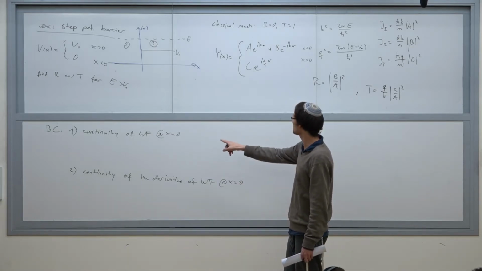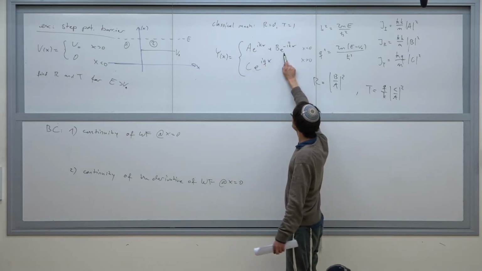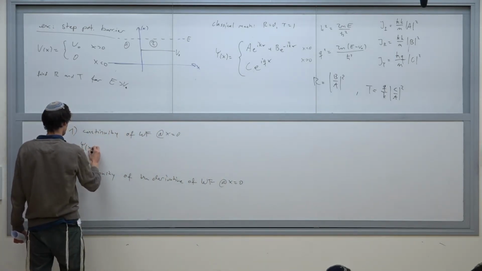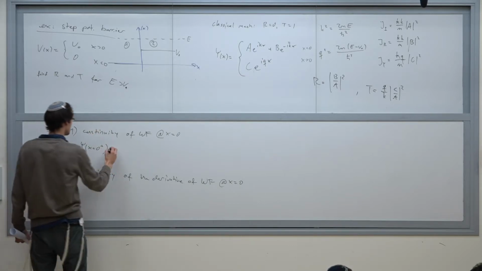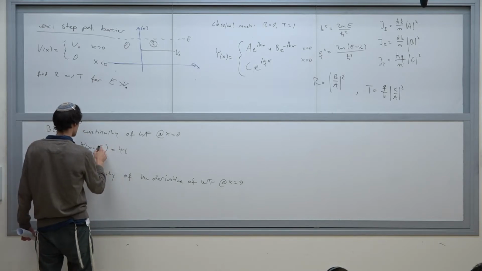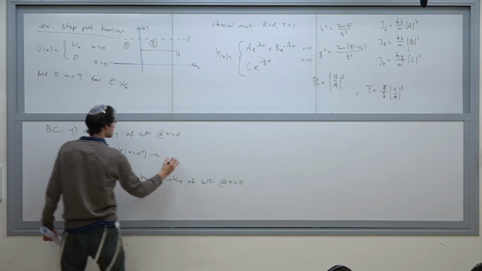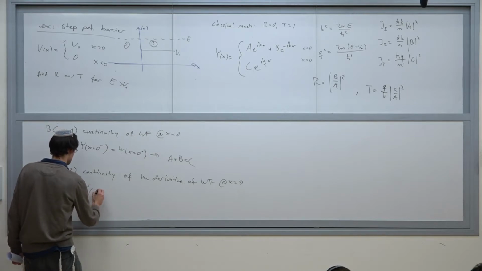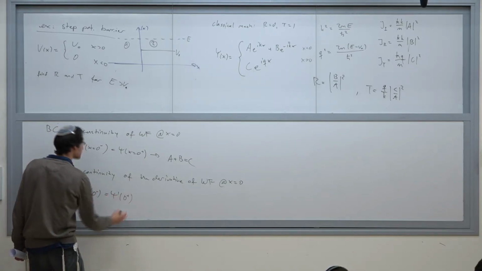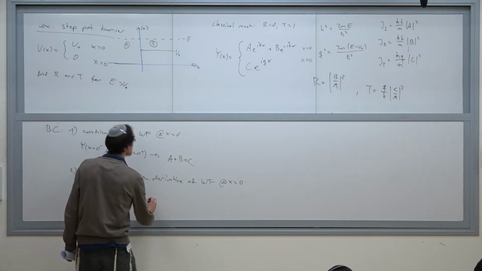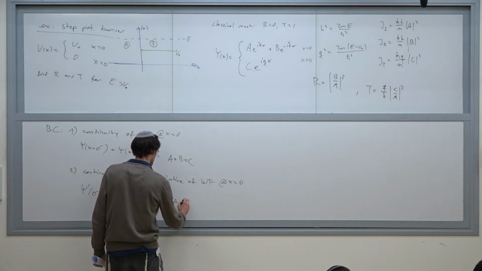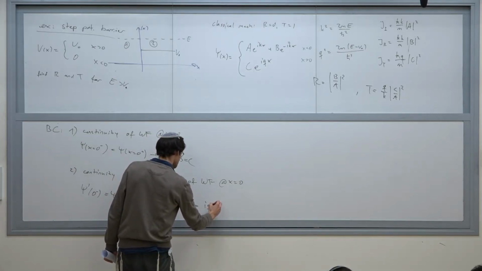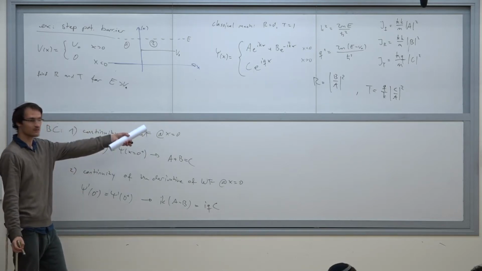So continuity means that I plug in x equals 0 here, and set it equal to x equals 0 here. So psi of x equals 0 plus, the positive side, equals psi of 0 minus. I get A plus B equals C. And from the derivative, psi prime at 0 minus equals psi prime at 0 plus, we get the equation ik(A minus B), the minus sign came down from the derivative, equals iq C. So I take the derivative and then plug in x equals 0. That was simple.